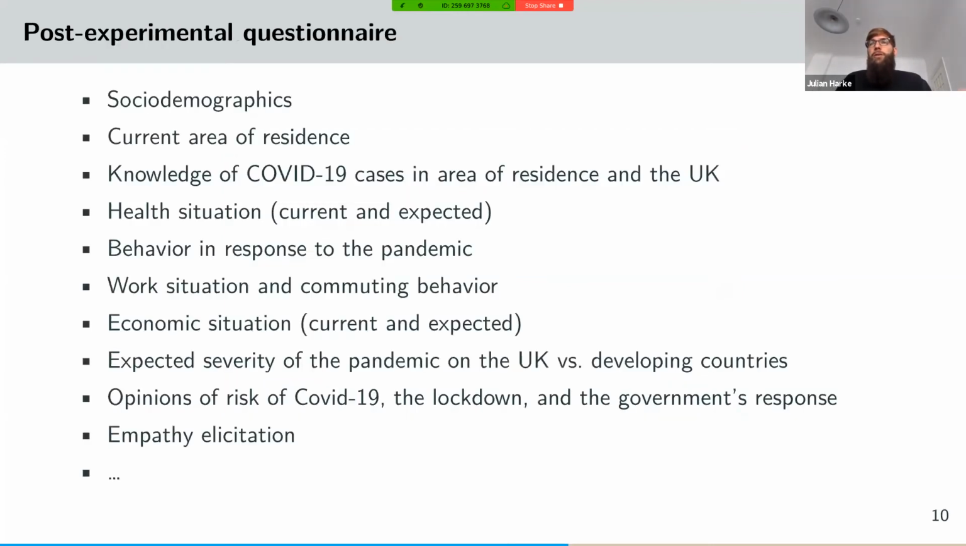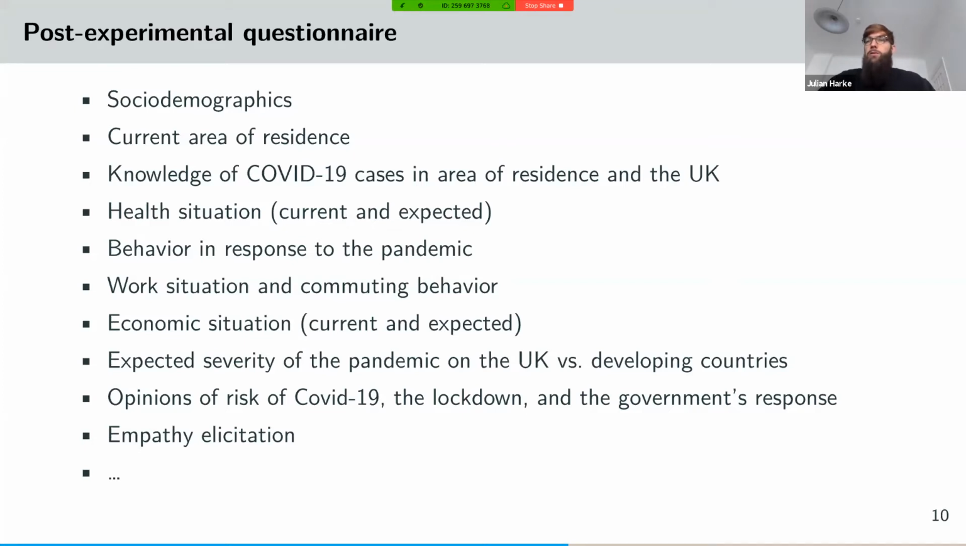After these 2 decisions, we also ask the participants a few questions. As I mentioned before, we ask for the area of residence, so that we later can use the number of COVID-19 cases in their area. But we also ask them if they are aware of how many COVID-19 cases are in their area, and if they think their area is affected more severely than other areas in the country.